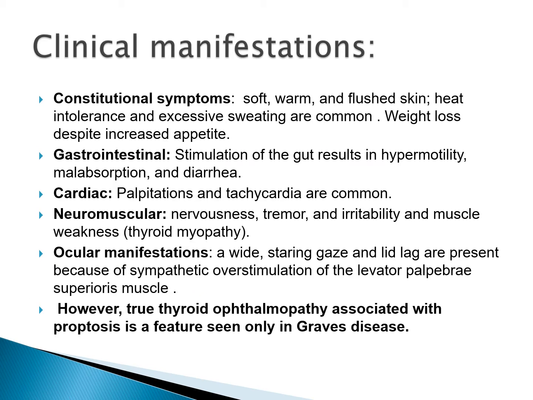The clinical manifestations and the symptoms of hyperthyroidism or thyrotoxicosis are the same. Their cause is the high hormones in the blood, and as we said, these are metabolic hormones, so everything is rapid in the body. The constitutional symptoms are characterized by soft, warm, flushed skin because of the increased blood flow to the skin.